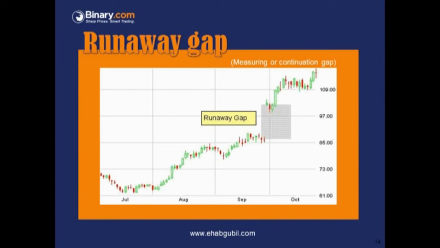The runaway gap forms support or resistance in the exact same manner as the breakaway gap. Also, the runaway gap does not often fill, and there is cause for concern if the price breaks through the support or resistance, as it is a sign that the trend is weakening and could even signal that this is an exhaustion gap and not a runaway gap.